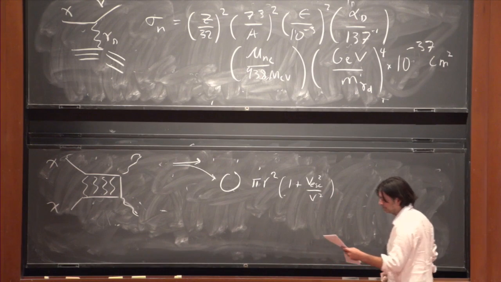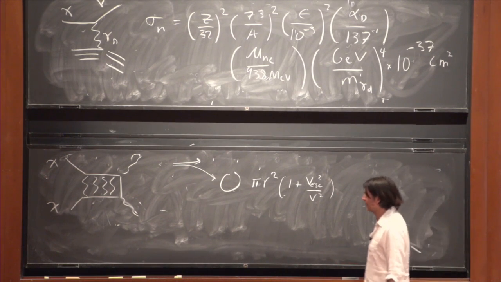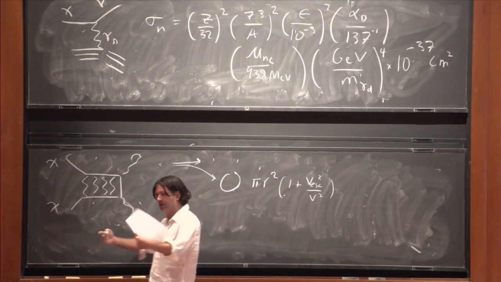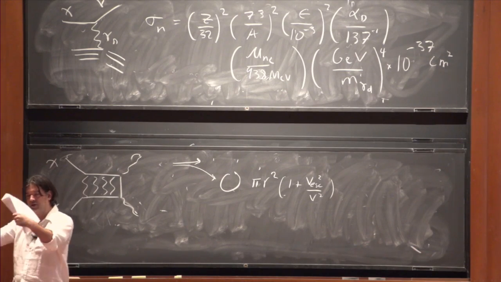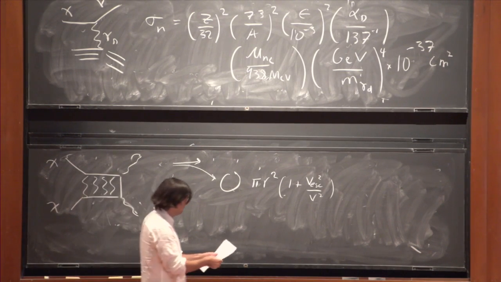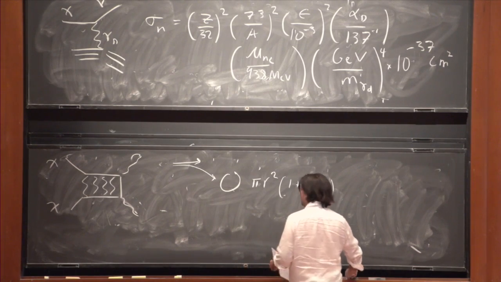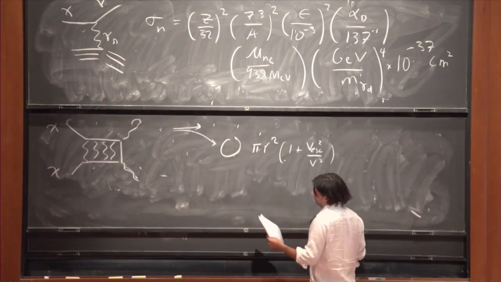Something like that. And this is the analogy for dark matter. You throw the dark matter particles at each other, they attract each other, and you get an enhancement of the cross-section. That can be very relevant for direct detection signals, if you have them.